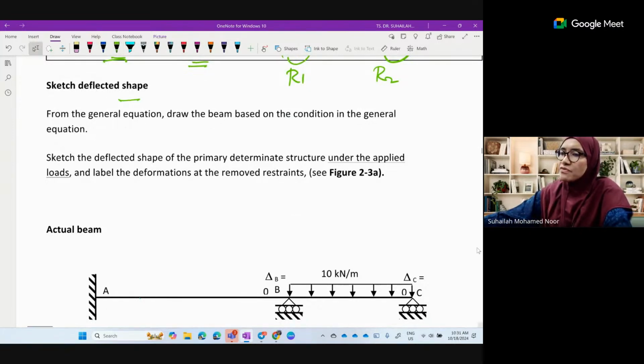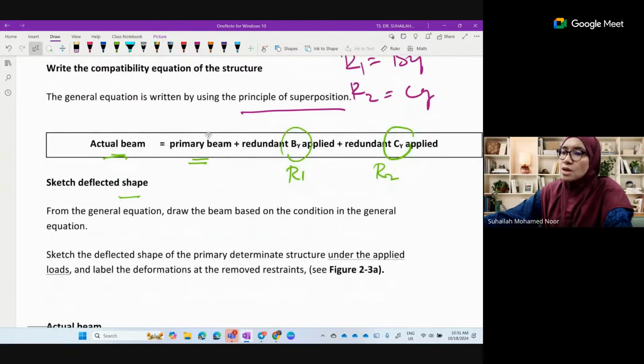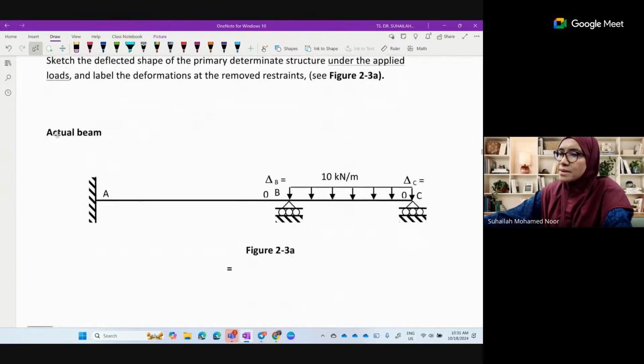So we have the first one is actual beam. So dia ada 1, 2, 3, 4, right? 4 system, right? Okay, actual beam is this one. So ada some typo ni. Nanti yang baru saya akan betulkan balik lah. All this typo. Okay, we have actual beam with roller at B and C. And due to this UDL, the beam deflect.